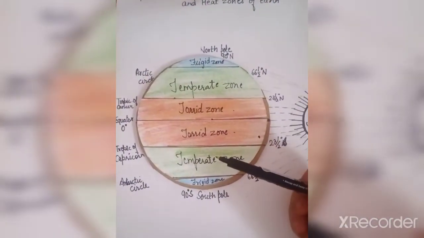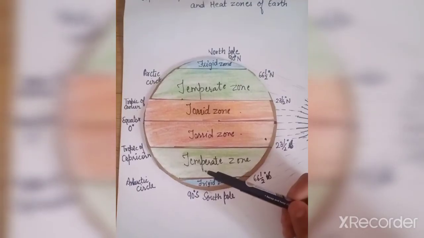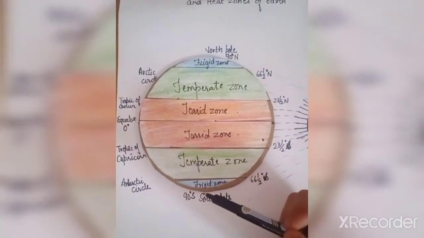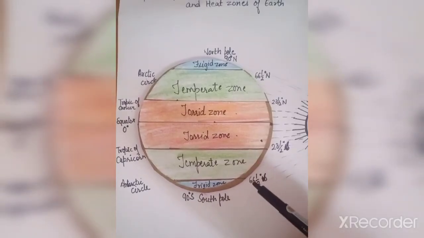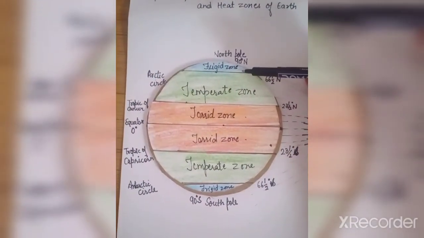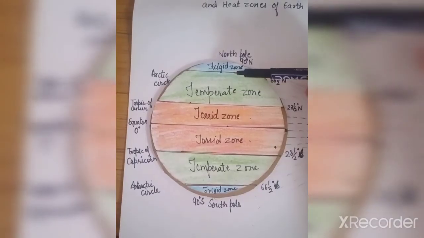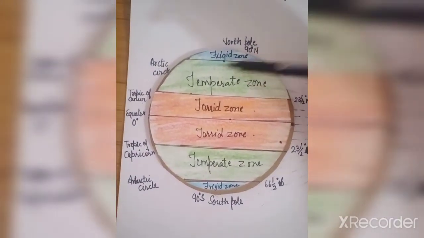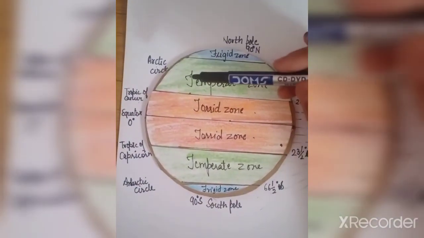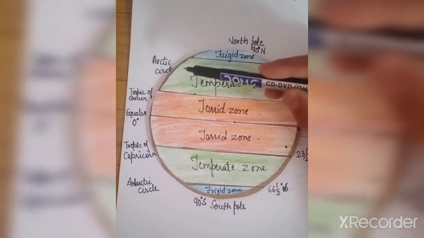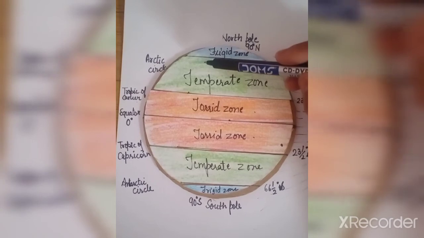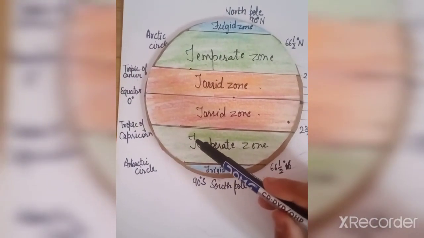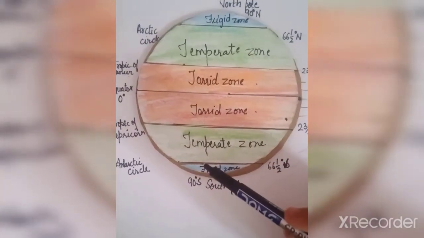So there are three zones. The frigid zone lies between the Antarctic Circle and the South Pole in the southern part, and in the northern part it lies between the Arctic Circle and the North Pole. The temperate zone lies between the Tropic of Cancer and the Arctic Circle in the northern hemisphere, and in the southern hemisphere it lies between the Tropic of Capricorn and the Antarctic Circle.